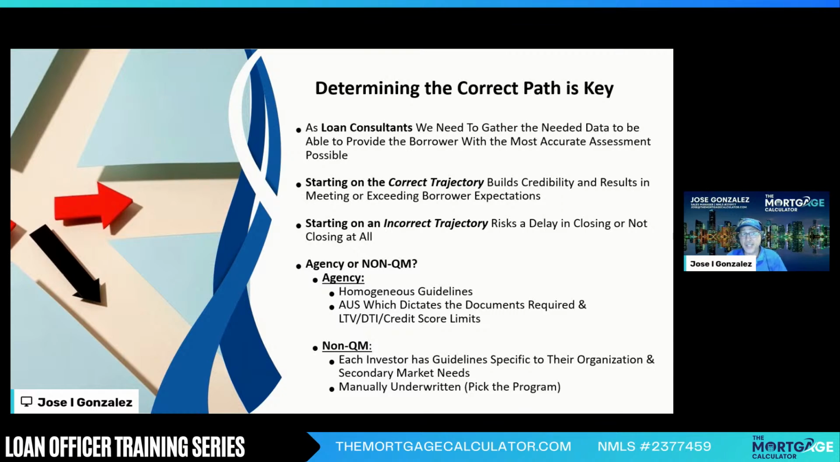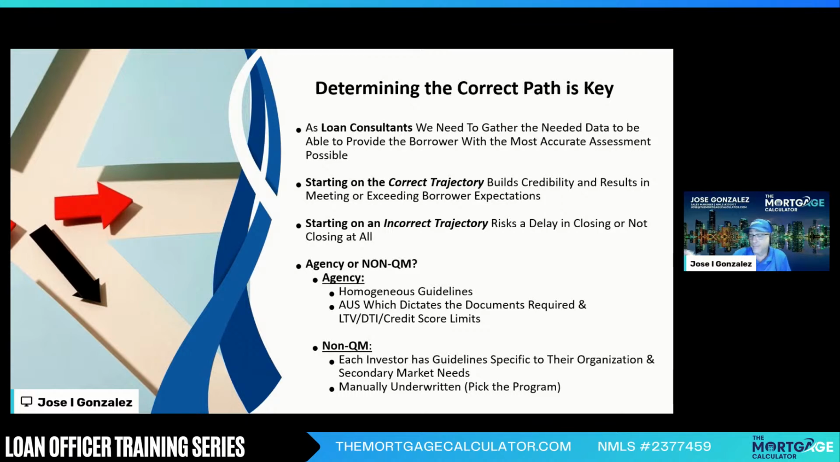The main thing about agency is homogeneous guidelines. Also, AUS, or GUS for USDA loan, which dictates documents required, as well as LTV, DTI, and credit score limits, because some of the agency options have manual underwriting. Conventional does not; the others do. But at that point, the manual underwriting has usually much more restrictive LTVs, and much more restrictive credit scores, as opposed to when you get the approval via automated underwriting.